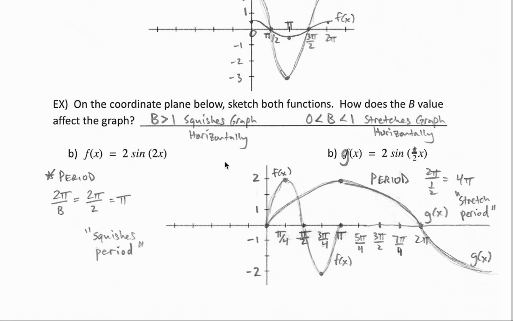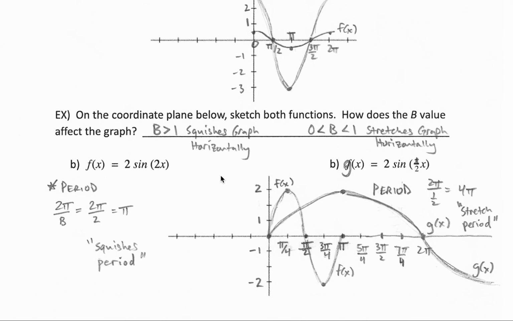So that's what our b value does. It can squish it horizontally, or it can stretch it horizontally. In this case, the b value is kind of the opposite of what the a value was. This time, if the b value is greater than 1, it's going to be a horizontal squish. And if the b value is a fraction between 0 and 1, that's going to stretch it or widen its period. So the b value is stretching that period length.